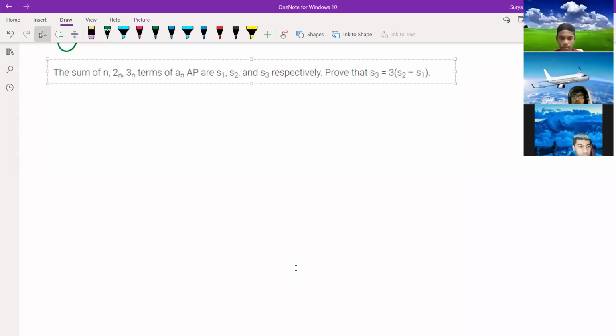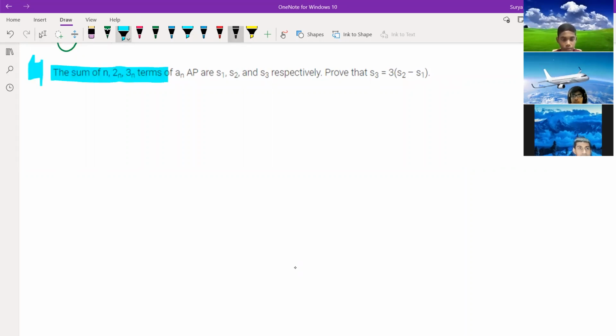Rasul, are you getting this? Yes, sir. All the sums you understood till now? Yes, sir. Okay. All of you try this sum. The sum of n, 2n and 3n terms of the AP are S1, S2 and S3 respectively. Prove that S3 is equals to 3 into S2 minus S1.